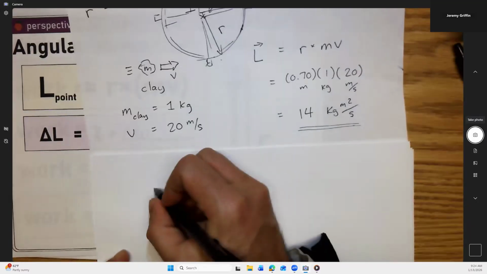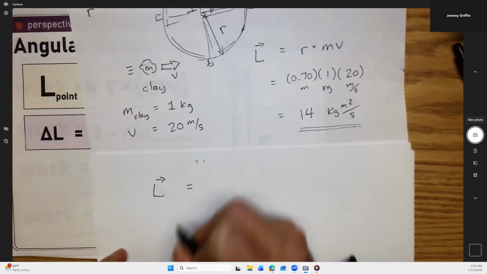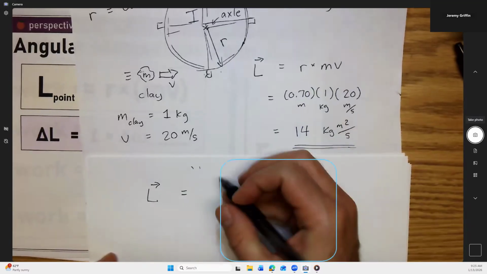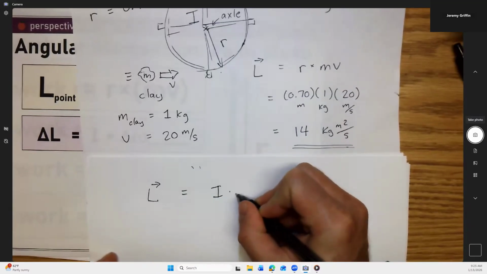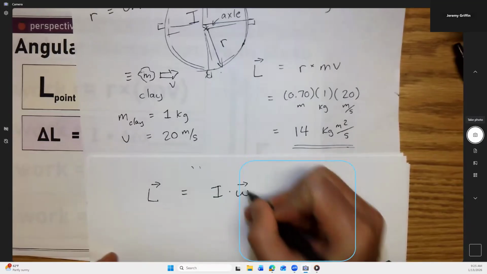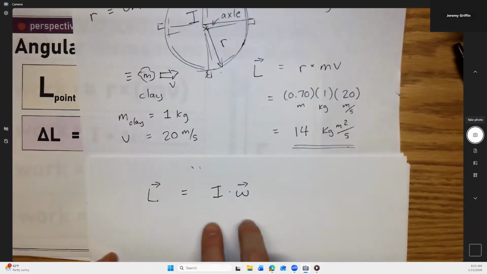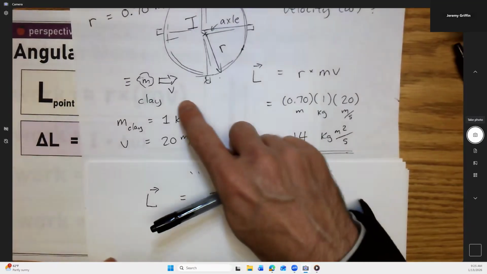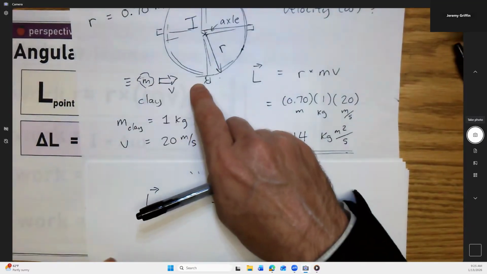What's another formula you guys know for angular momentum? It's not r cross p, because we're done with that. What's another formula? Yeah, I omega, right? Something like that. Now here's where we got to be careful because it depends what level of detail we go to. Now I'm having this clay stick to this paddle wheel. It's going to stick to it.